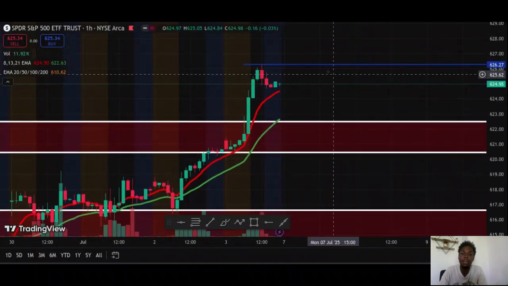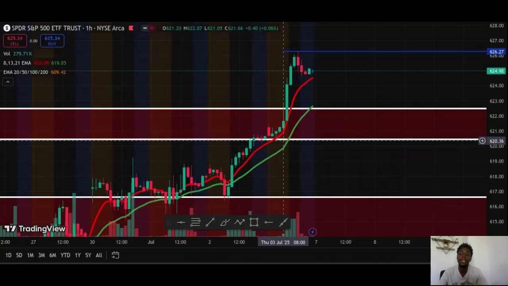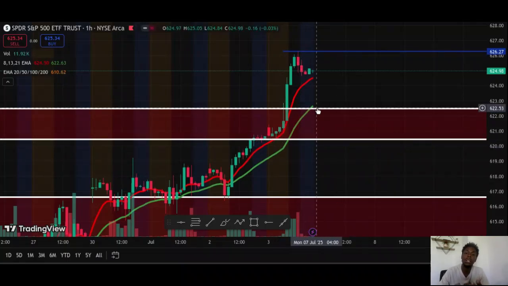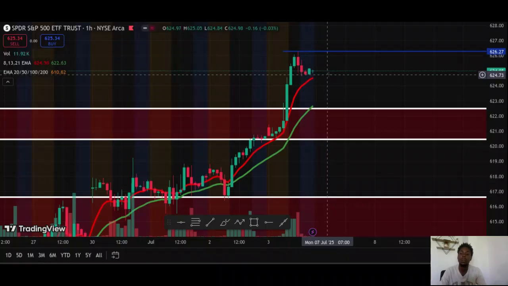For the upside, previous high, 626. For the downside, I have 622 and 620 right here. So these are the two levels that I'm going to be watching. 620 is the support, 622 support, 626 resistance. All right. So I'm overall bullish because we are running. Markets are going crazy. So let's see how we hold.